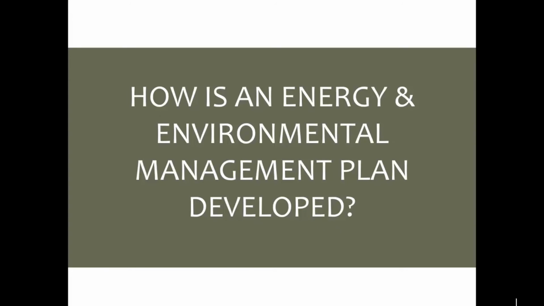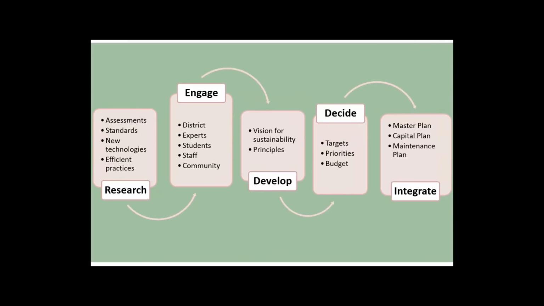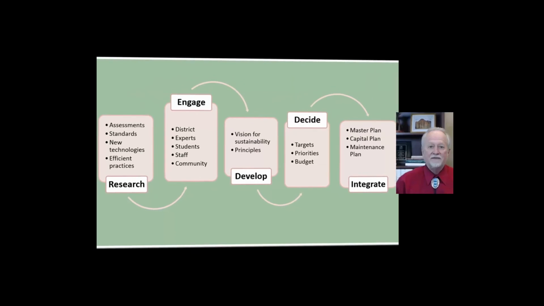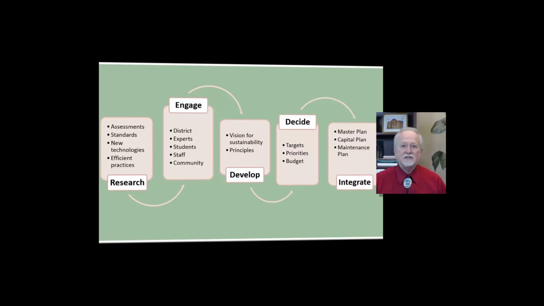Finally, how is an energy and environmental management plan developed? School planning is a holistic process. First, the district assesses its facility operations, user behaviors, and industry standards, best practices, and available technologies. Next, the district engages experts and stakeholder groups and develops its guiding principles, prioritizes outcomes, and targets desired consumption and other expectations, such as positive environmental and budgetary impacts. Finally, the district integrates the decisions made in the energy and environmental management planning process into the district's other facilities-related plans.